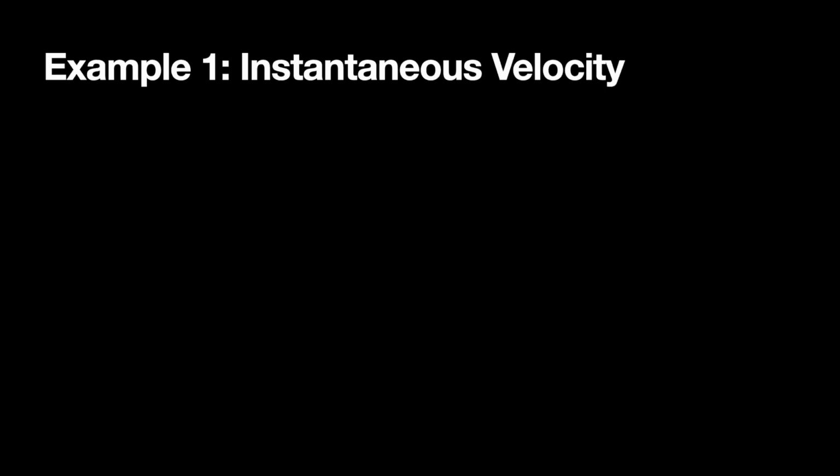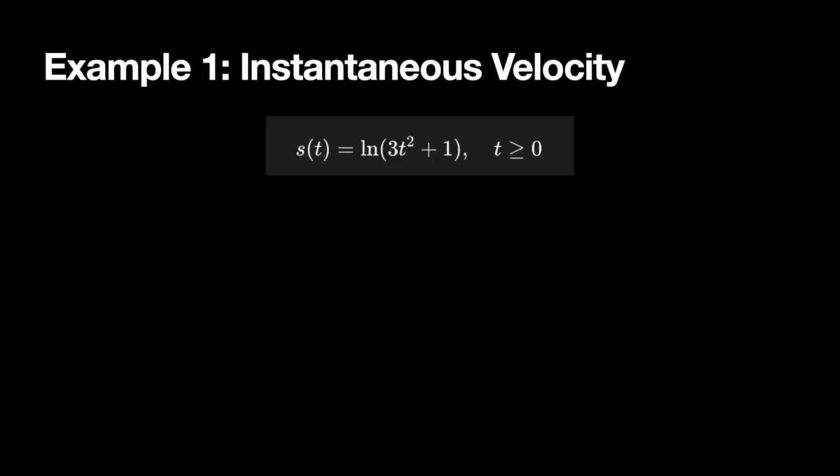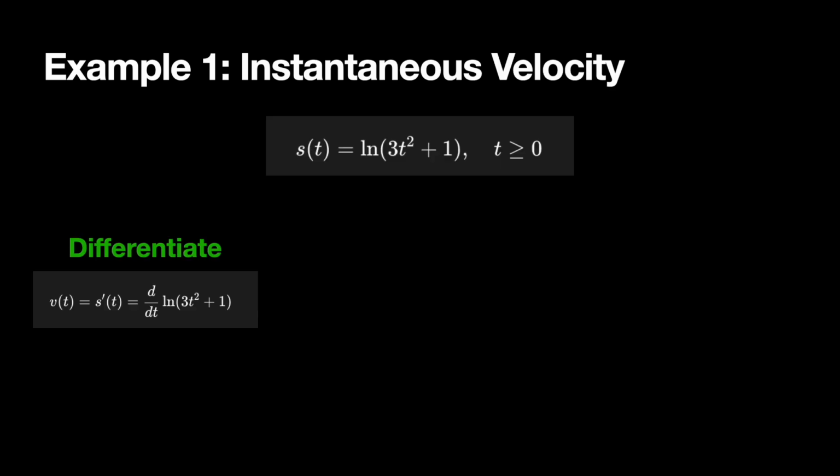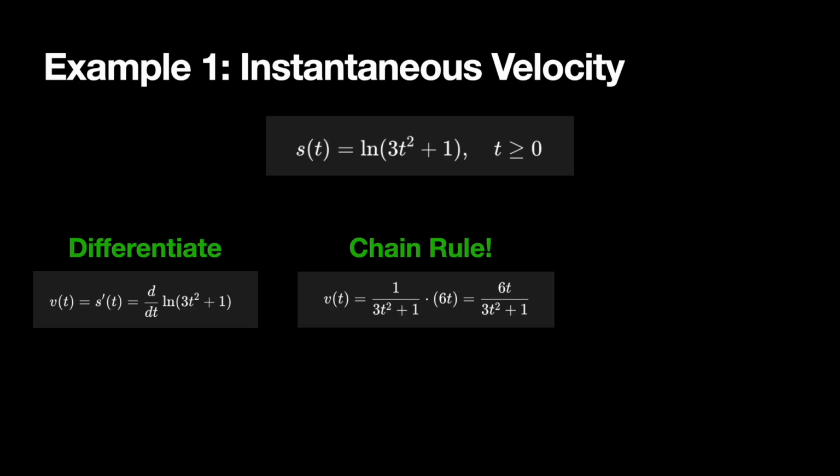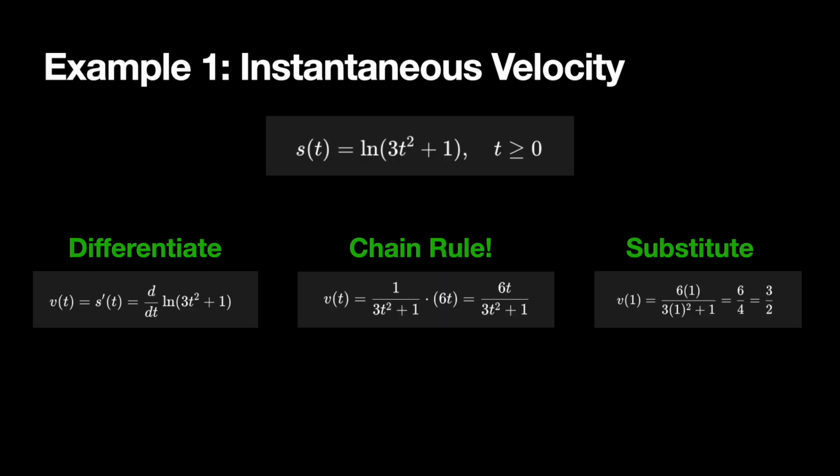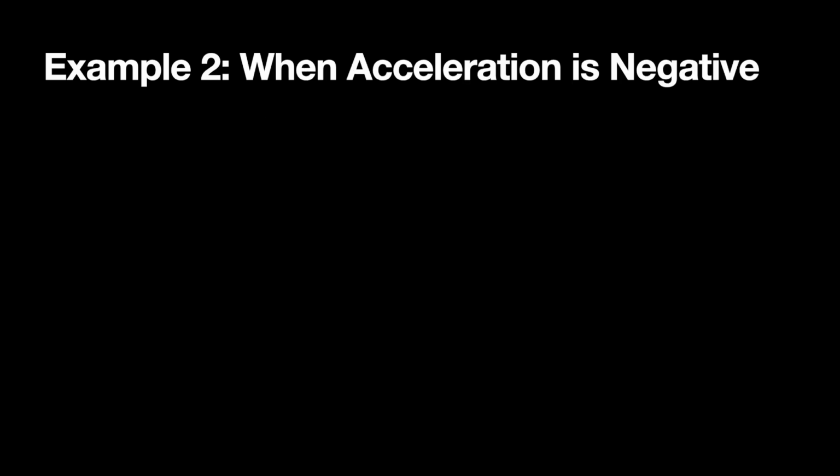A common example type is finding the instantaneous velocity at some time. First, given this position function, we first want to differentiate it to get our velocity function, making sure to use chain rule. Then we substitute in t equals 1 into our velocity function to get our velocity of 3 over 2.